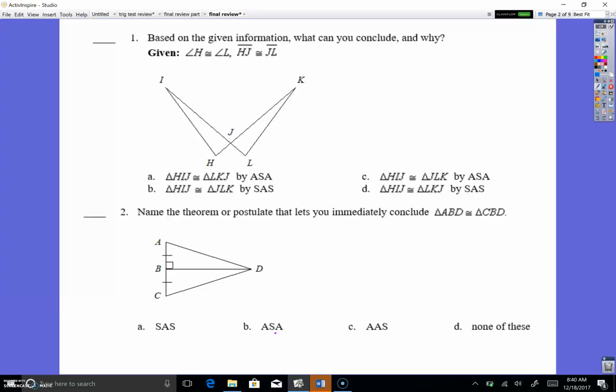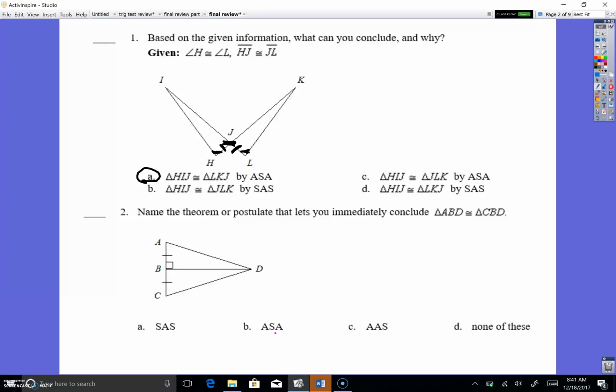The first thing you know is angle H is congruent to angle L. So this one is congruent to that one. Line HJ is congruent to JL, and we already know that these two are congruent. So we now know that HIJ is congruent to LKJ, and it's angle side angle.